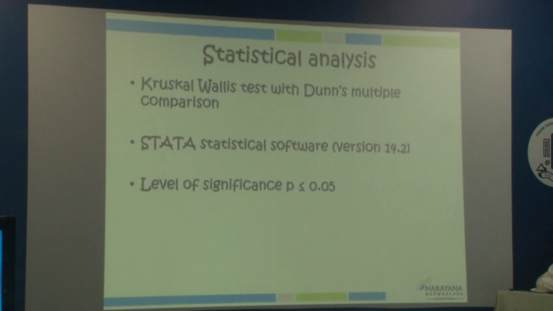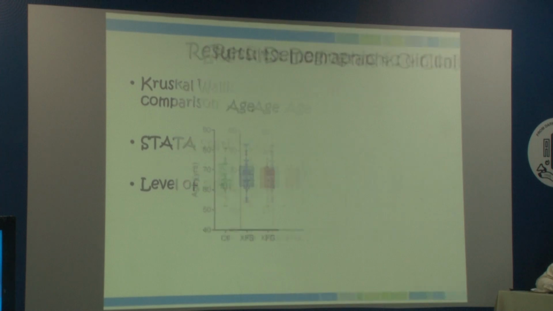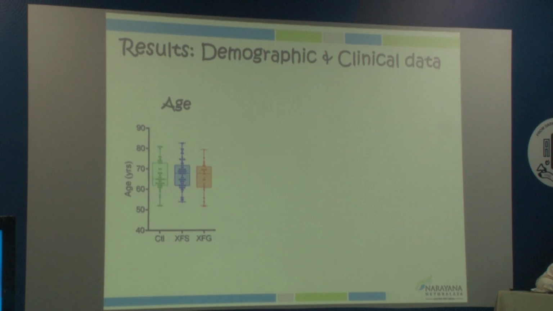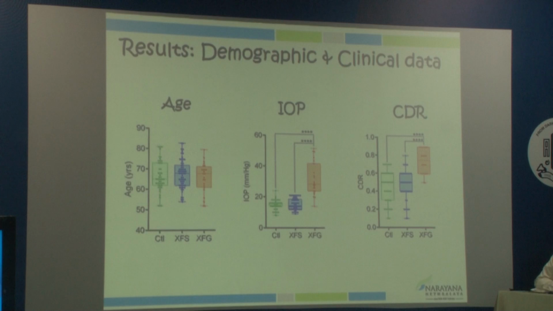We used a Kruskal-Wallis test with Dunn's multiple comparison to evaluate the difference between these groups, as the data did not follow the normal distribution. Moving on to the results, the age distribution was similar between these three groups. And also, there was no significant difference in the number of males, diabetics, and hypertensive. Among the clinical data, as expected, the intraocular pressure and the CDR ratio was high in pseudoexfoliation glaucoma when compared to the syndrome.